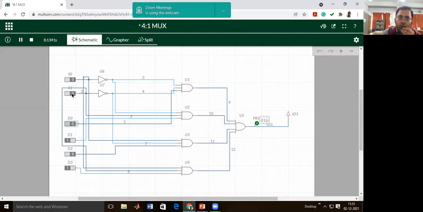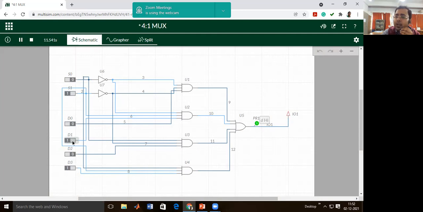Select line 0, 1. Then D1 should be connected. Currently, you will observe the output 1 is there because D1 is 1. If I change D1 to 0, see, the output is again 0. So if I change the D1 with select lines 0, 1, by the same conditions, the output is going to change.